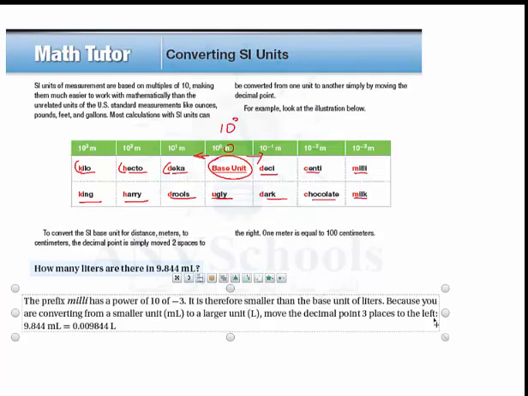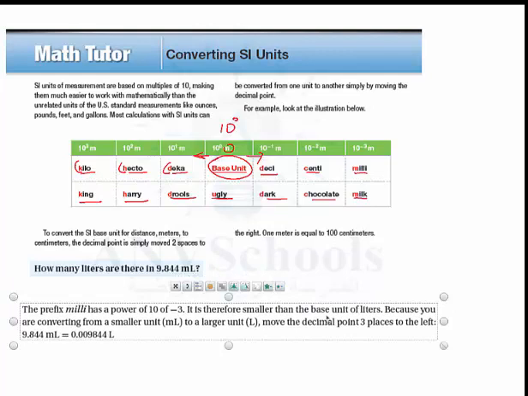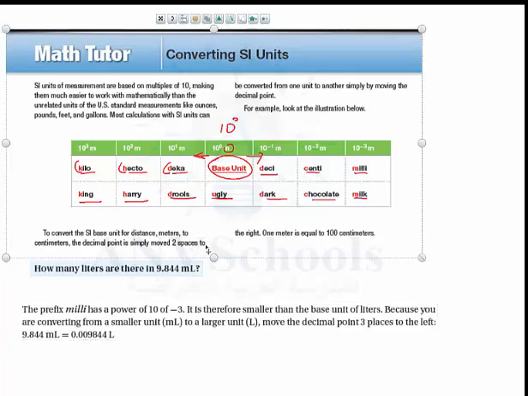Let me make this somehow clearer. To convert the SI base unit for distance to centimeters, the decimal point simply moves 2 spaces. So for centimeters, you move 2 spaces to the right. So 1 meter equals 100 centimeters.